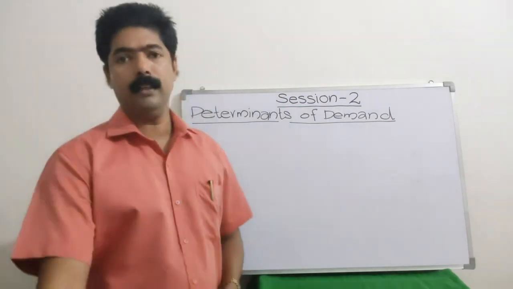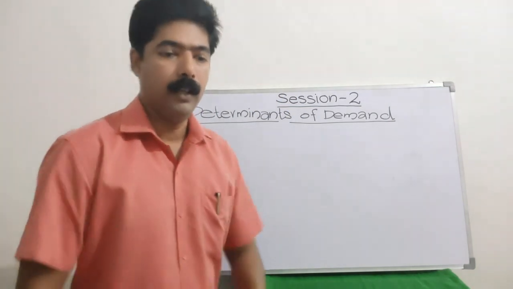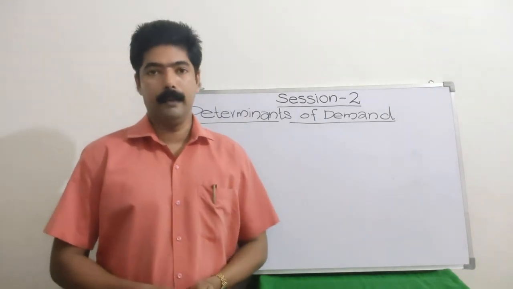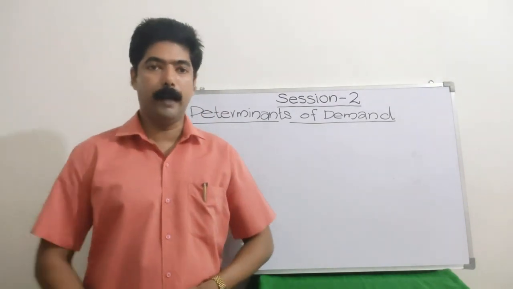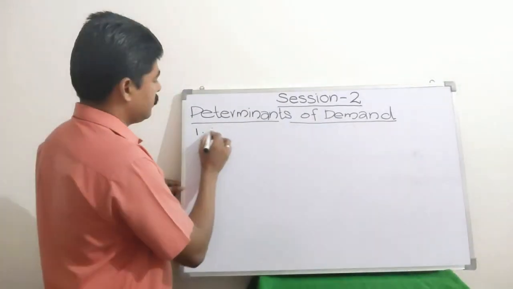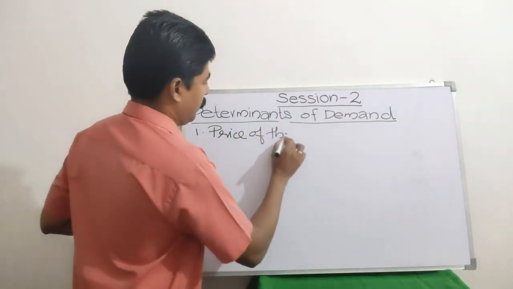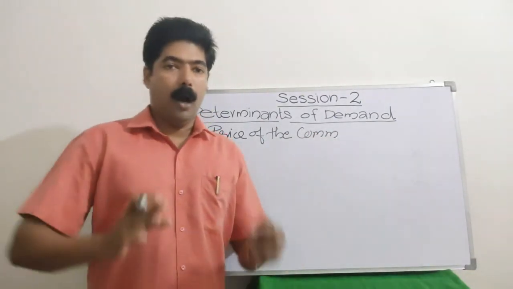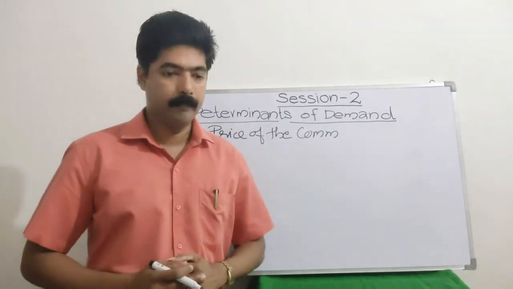In this chapter we will discuss various types of determinants. First of all, we will study the most important determinant of demand, that is the price of the commodity. So the first determinant of demand is the price of the commodity. You can note it down. How does the price of the commodity affect the demand of any commodity?